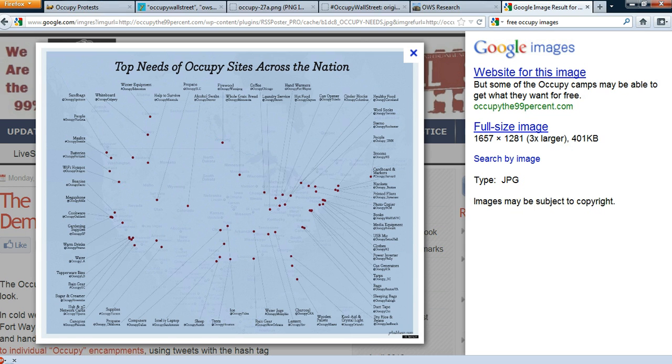Yes, this is a very effective way of communicating data through an image rather than a statistical table. If someone wanted to support their local Occupy site by donating something, they could look at this map and make an informed decision.